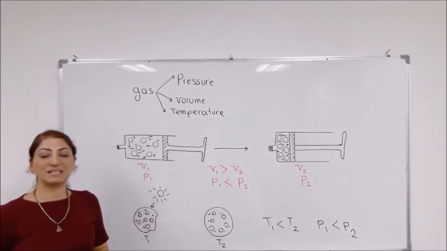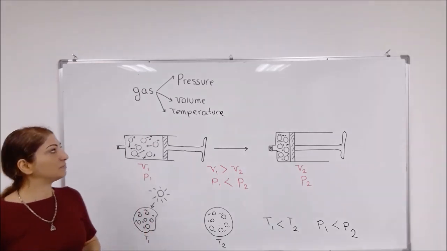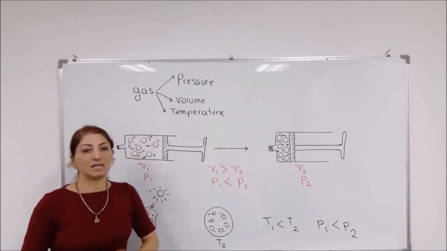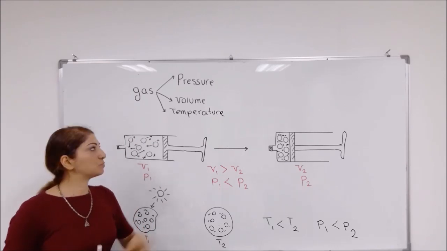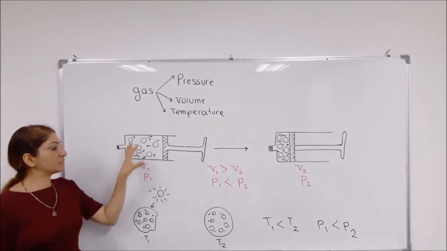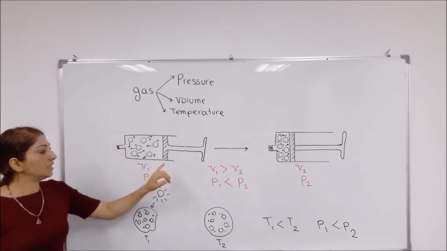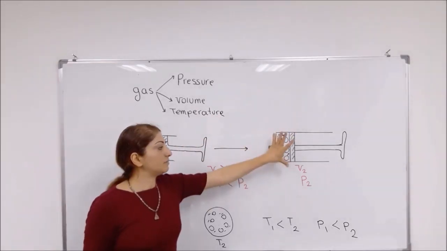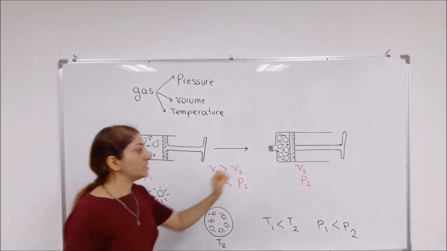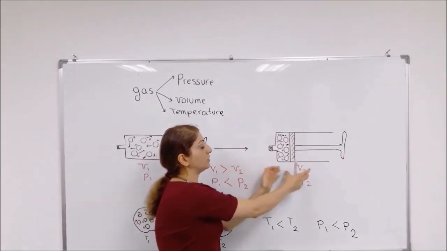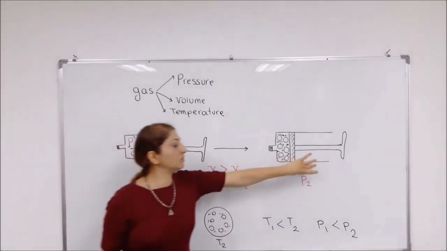Okay, now let's see what factors can affect the amount of pressure in an object. The pressure in gaseous objects can change by two factors, volume and temperature. For example, imagine that we have a piston filled with a gas or air, sealed from one side and the other. Then in the next part, we have the same piston and the same amount of gas trapped inside. But this time, we decrease the volume of the gas by pushing this handle inside. So you see the volume of the gas here is higher than the volume of the gas here.